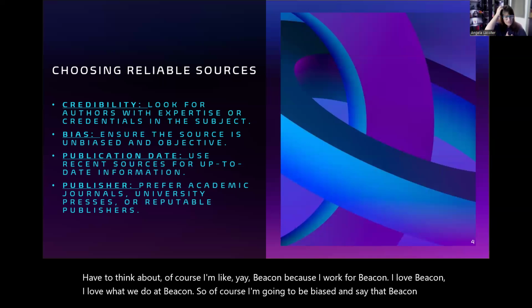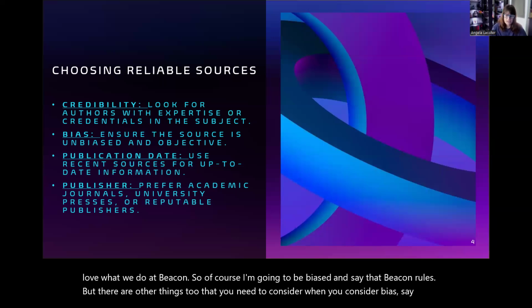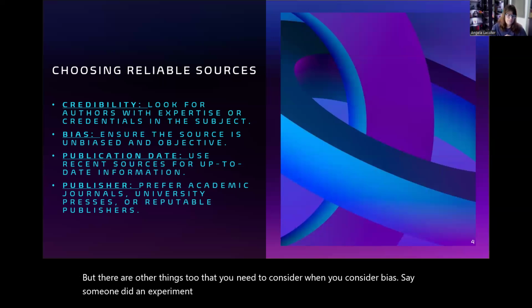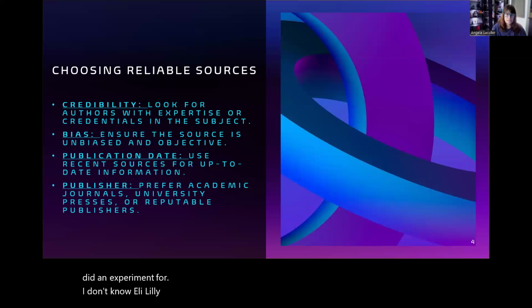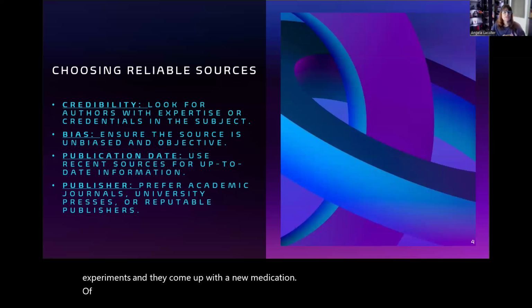But there are other things too that you need to consider when you consider bias. Say someone did an experiment for Eli Lilly. It's a medication company, right? So say that they do all these experiments and they come up with a new medication. Well, of course, they're going to be biased and want to make money for their company, Eli Lilly.